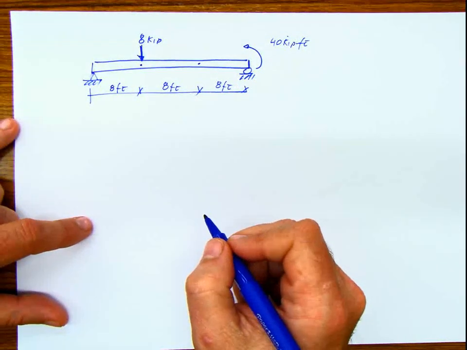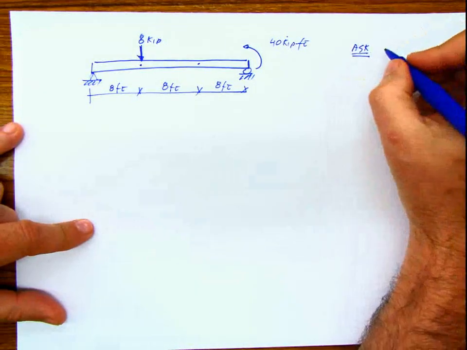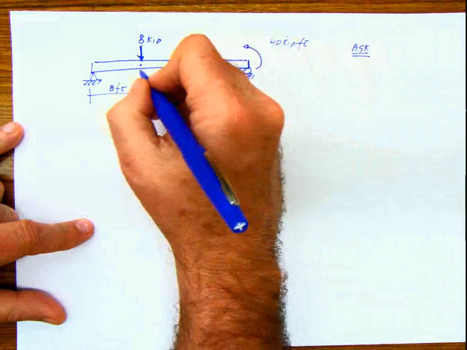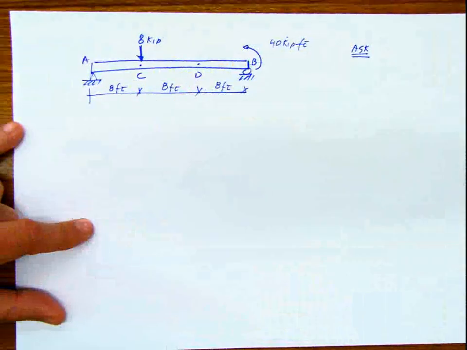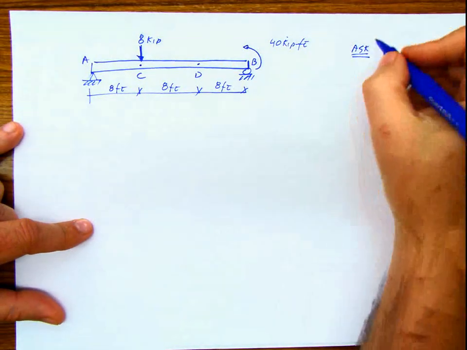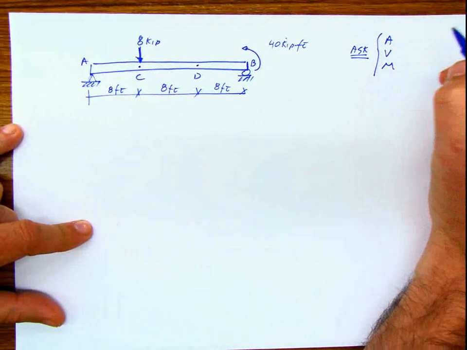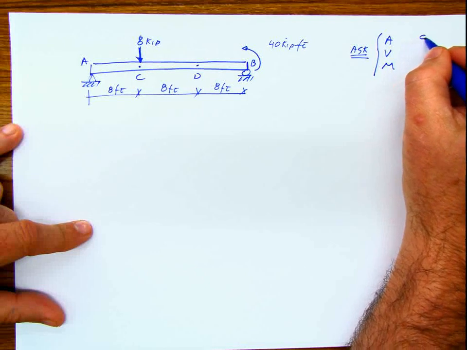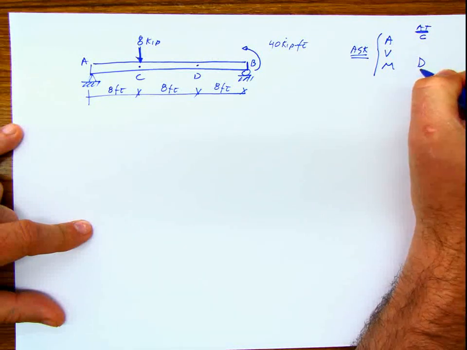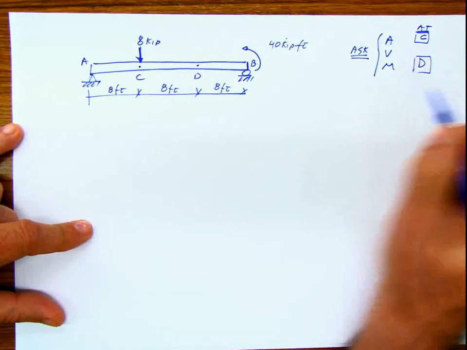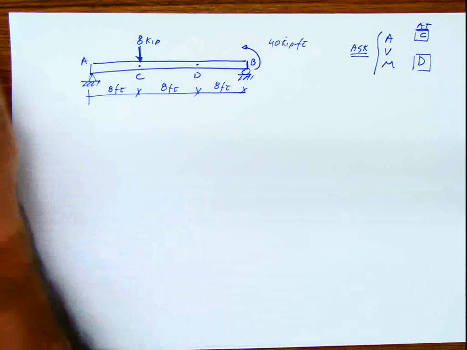And the problem asks to calculate the internal forces. What are the internal forces? Axial, shear, and moment. Where? At the point C, at the point D. That's what we have to do. So we have to calculate the internal forces, axial, shear and moment at C and D.